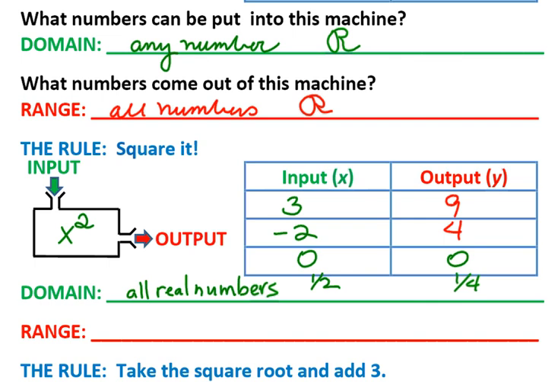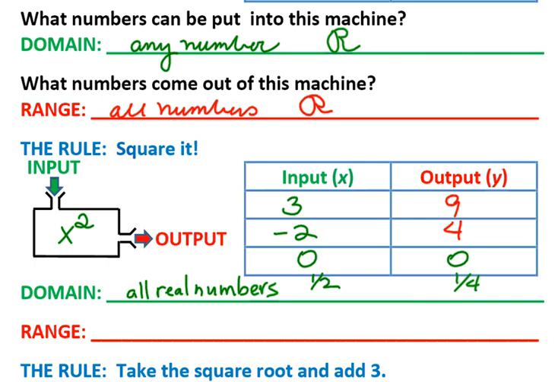So how about the range? Put in 3, we got 9. Put in -2, we got 4. 0 got 0. 1/2, we got 1/4. Let's look. What's missing here? We're missing a negative output. So it appears that anything that we put in is going to shoot out a positive number. Oh, except for 0. 0 shot out as 0.